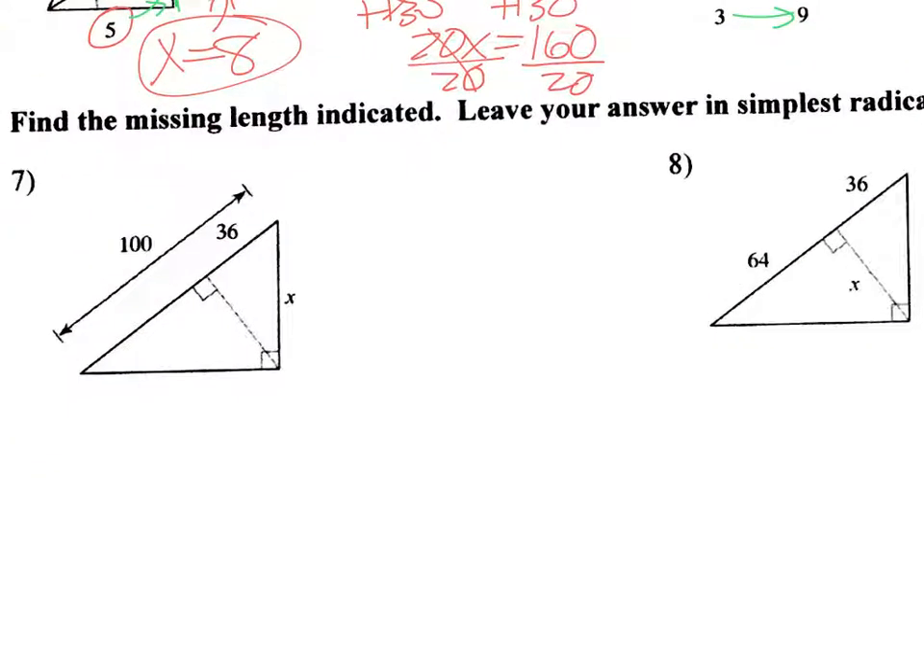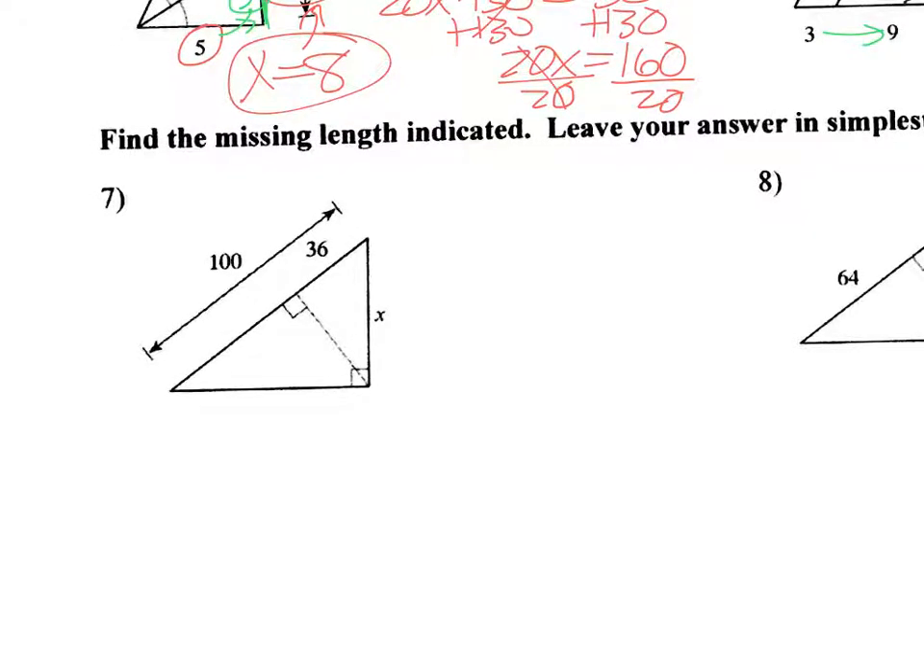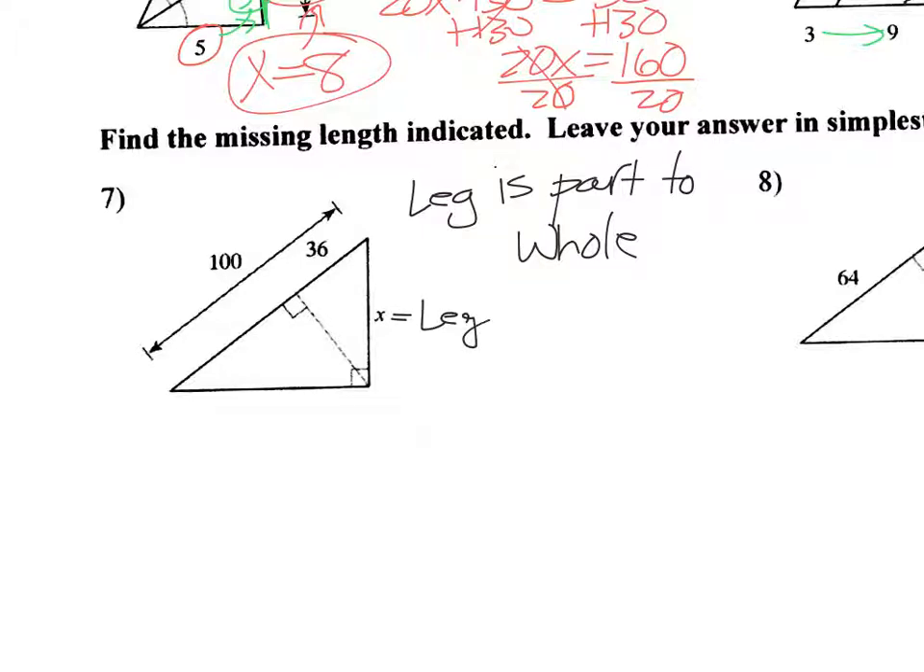So hopefully you're following this pretty well. Okay, now here is another one that you need to remember. I'm going to write a different rule here. Leg is part to whole. What's that mean? Okay, this is a leg of the right triangle. This is the part, very similar to what we've done at the top, and then this is the whole, same thing we referred to at the top.